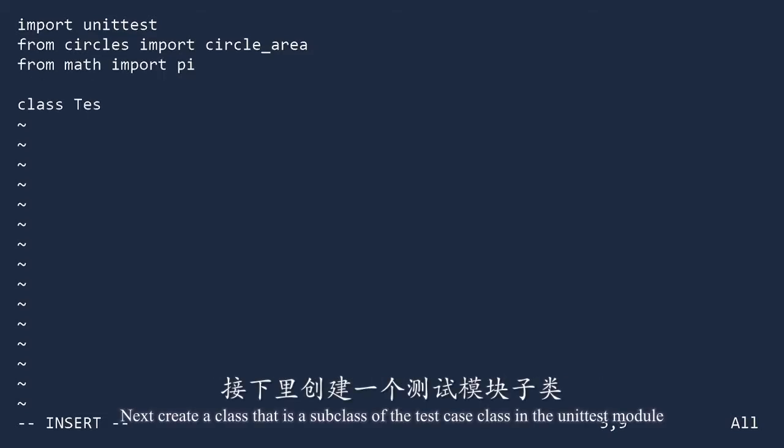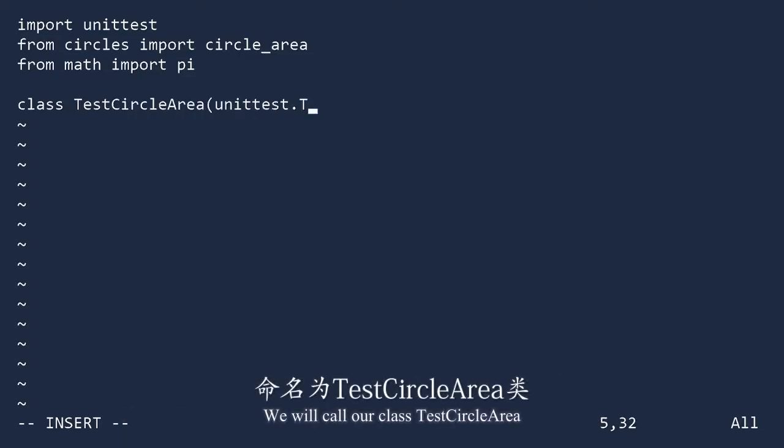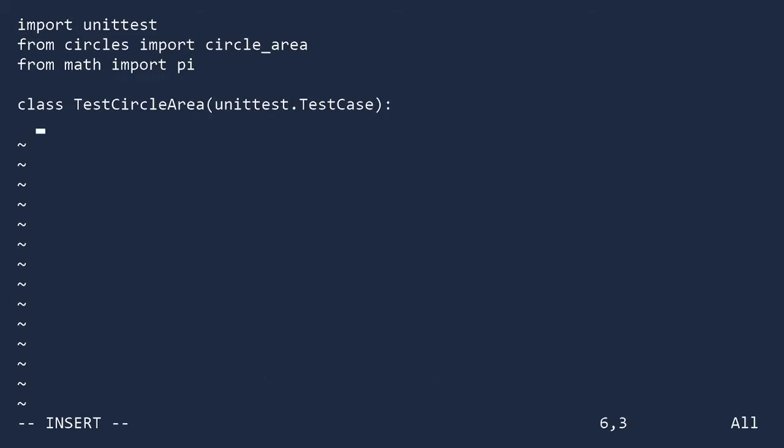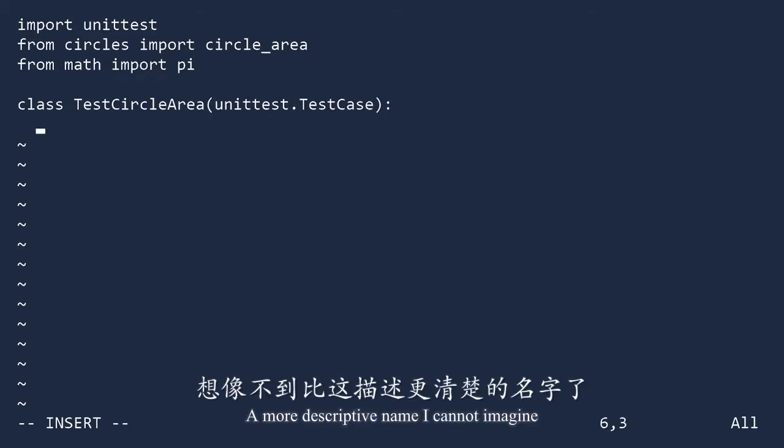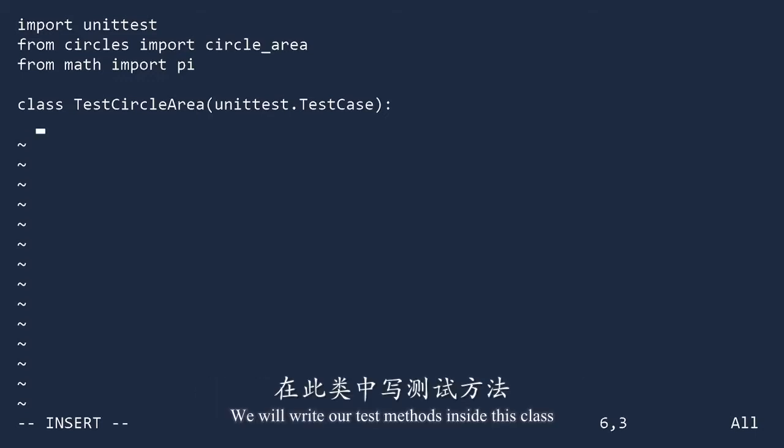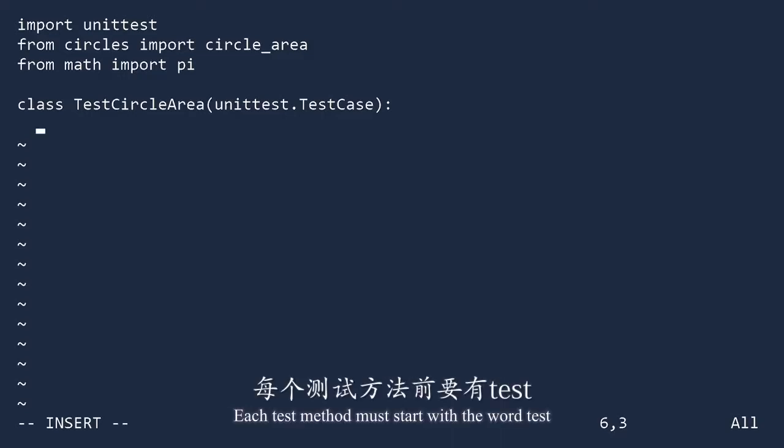Next, create a class that is a subclass of the TestCase class in the unittest module. We will call our class TestCircleArea. A more descriptive name, I cannot imagine. We will write our test methods inside this class. Each test method must start with the word test.